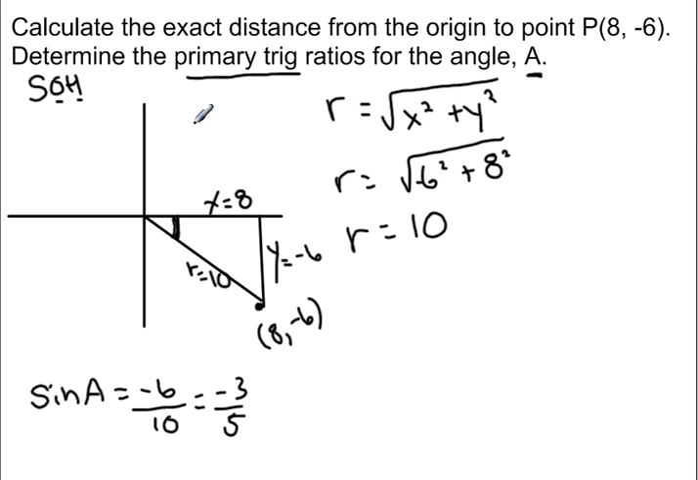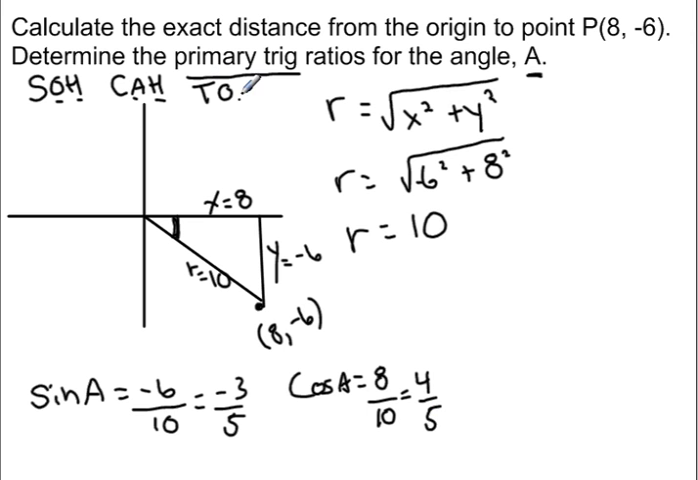Okay, for cos, we have adjacent over hypotenuse. So our adjacent side is 8, so cos of A is 8 over 10, which again we can reduce to 4 over 5. And then our last one, tan, is opposite over adjacent. So tan of angle A is negative 6 over 8, and we can reduce that to negative 3 over 4.